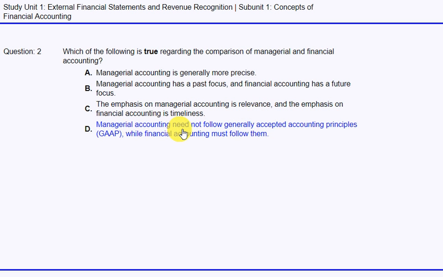Management accounting need not follow generally accepted accounting techniques. Correct, while financial accounting must follow GAAP. That's the true statement.